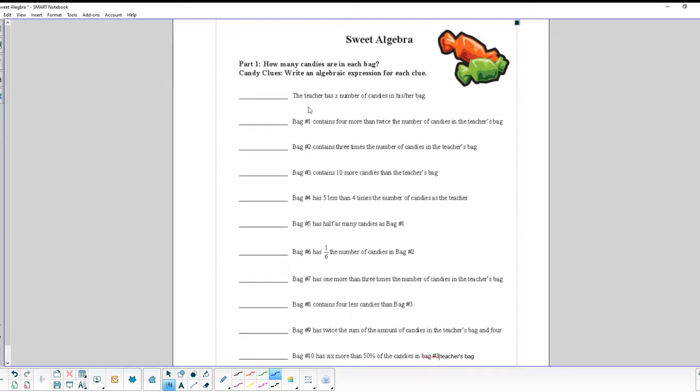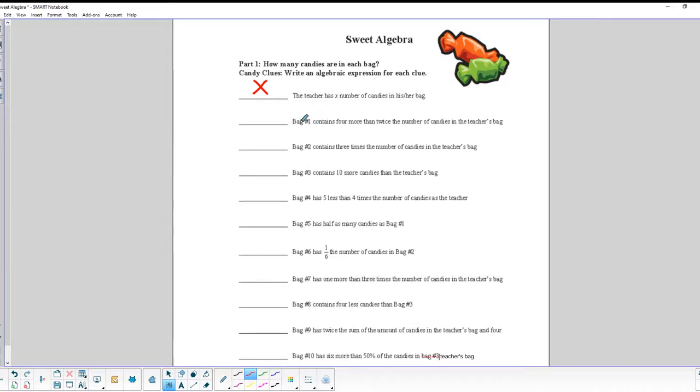So let's start out by saying, first of all, the teacher has X number of candies in his or her bag. So what would that look like on this paper? Well, you just write the letter X there. So if each of you will write the letter X on your paper, we'll be ready for the next statement.